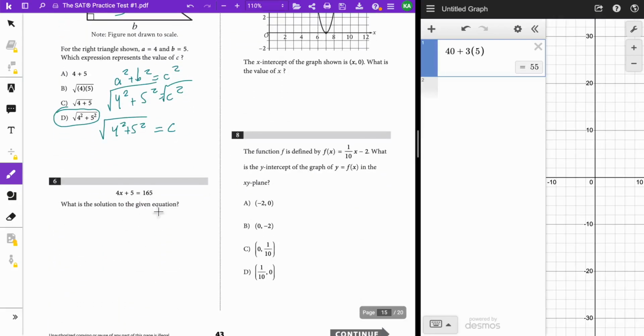How about number 6? The solution to the given equation. This is an example of one that we can do out pretty easily, but we can also use Desmos to solve equations.